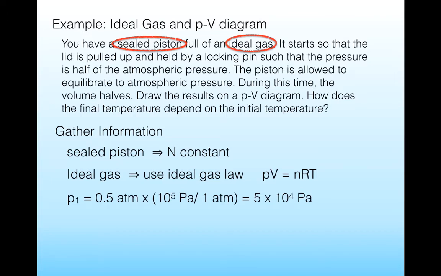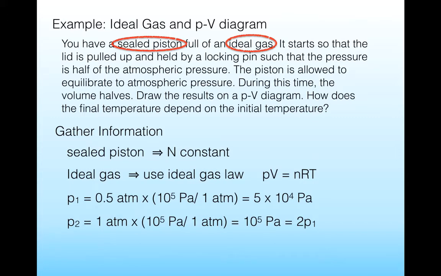So it starts at a pressure that's half that of atmospheric pressure, so we can assume it's 0.5 atm. We can convert that into pascals. That gives us 5 times 10^4 pascals. We can see that the final pressure after equilibration is equal to the atmospheric pressure. That means it's 1 atm or 10^5 pascals.